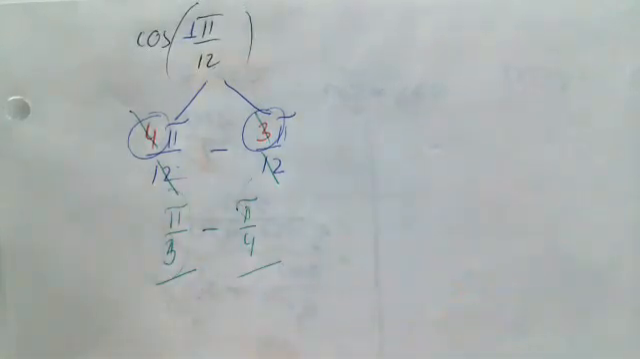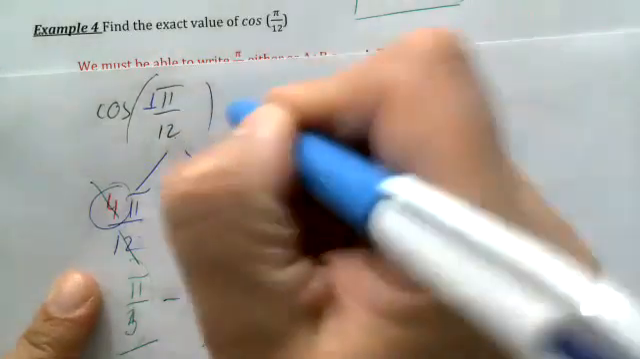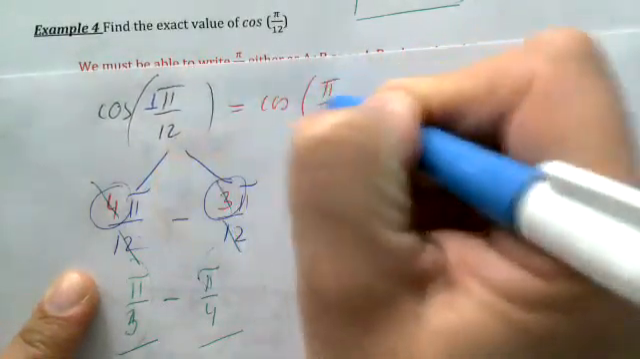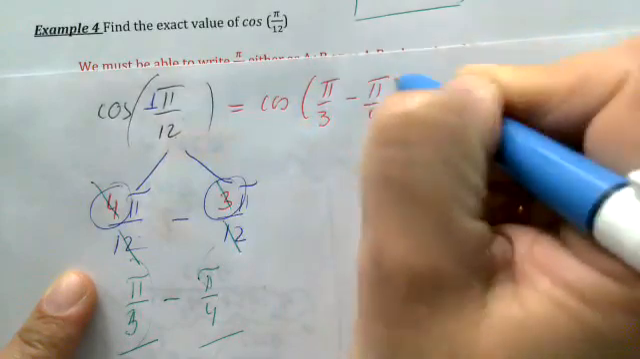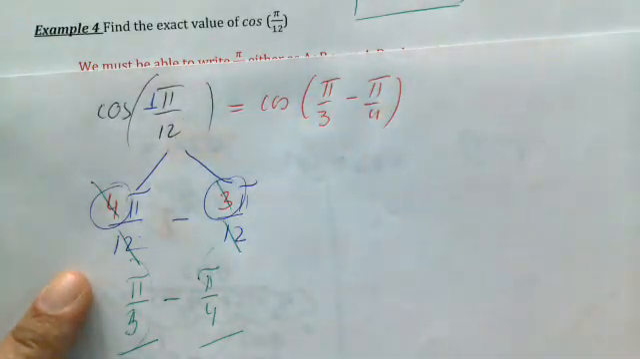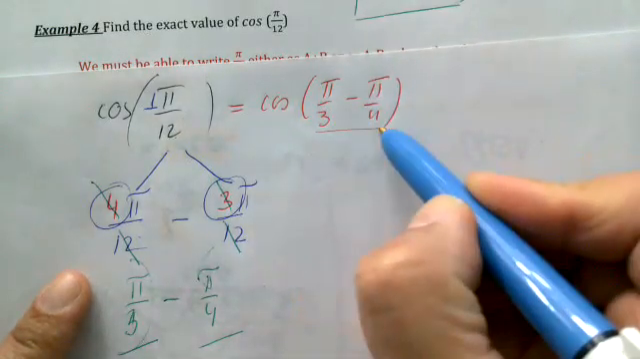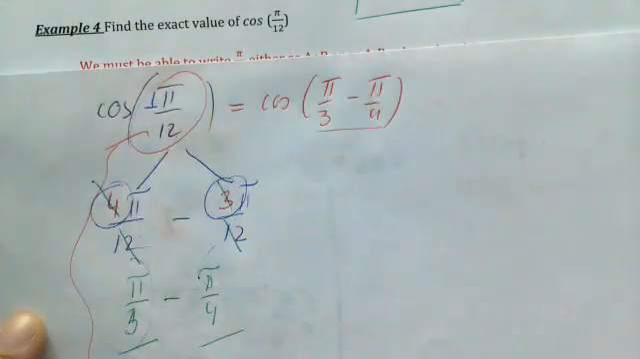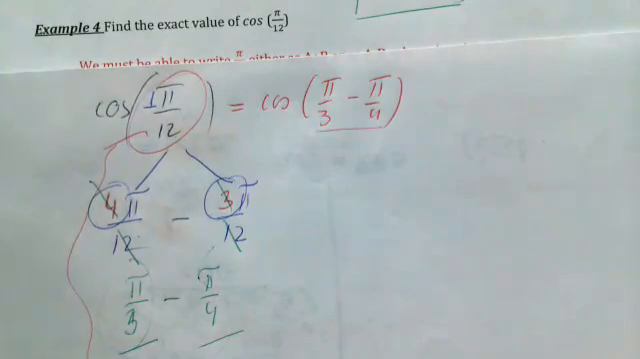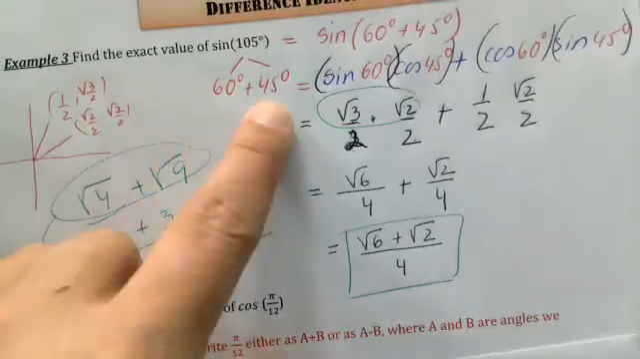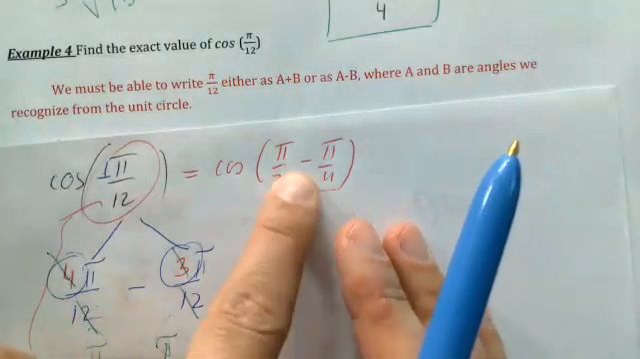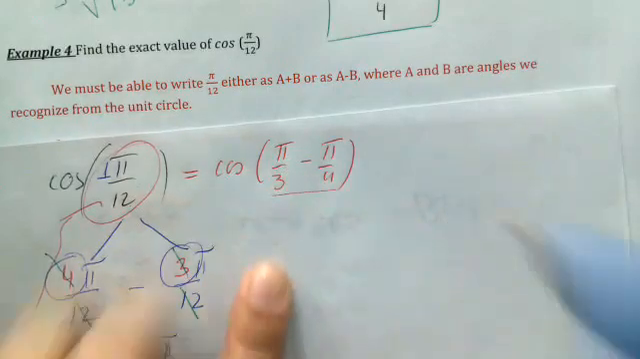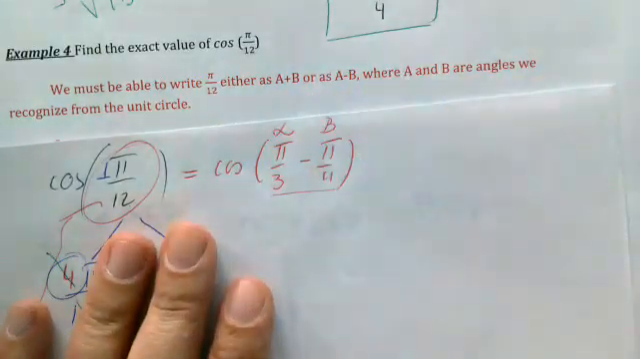angles in the expansion of the cosine of the difference. So cosine of pi over 12 is cosine of pi over 3 minus pi over 4, because pi over 3 minus pi over 4 equals pi over 12. If I go backwards, I'll get this. Make sense? So far we are at this step: when we found 60 and 45, we found pi over 3 and pi over 4 with the subtraction in between. This is going to be your alpha, that's going to be your beta. And now you're going to expand.